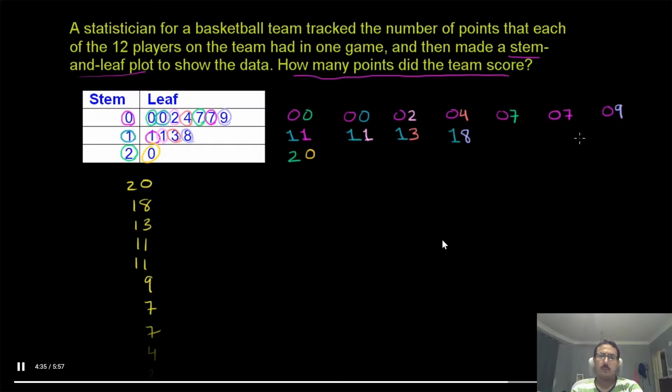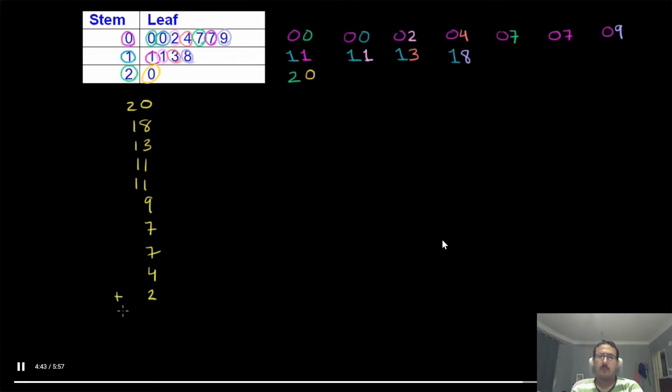We have 2 11s, then a 9, then 2 7s, then a 4, then a 2, and then these two characters didn't score anything. So let's add up all of these together. Let's add them all up. So 0 plus 8 is 8, plus 3 is 11, plus 1 is 12, plus 1 is 13, plus 9 is 22, plus 7 is 27, 34, 38, 30, or 40. So that gets us to 40.